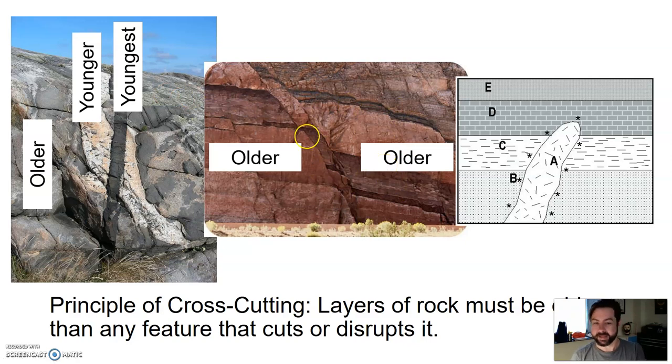Normal fault. In any case, these rock layers are older. This feature must be younger because this fault cuts through these layers. So the layers existed first, then there was the break. All right, so it's the principle of cross-cutting.